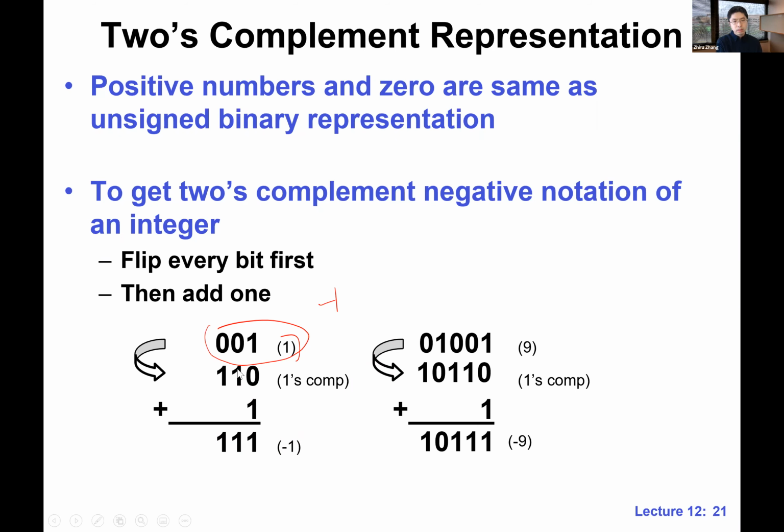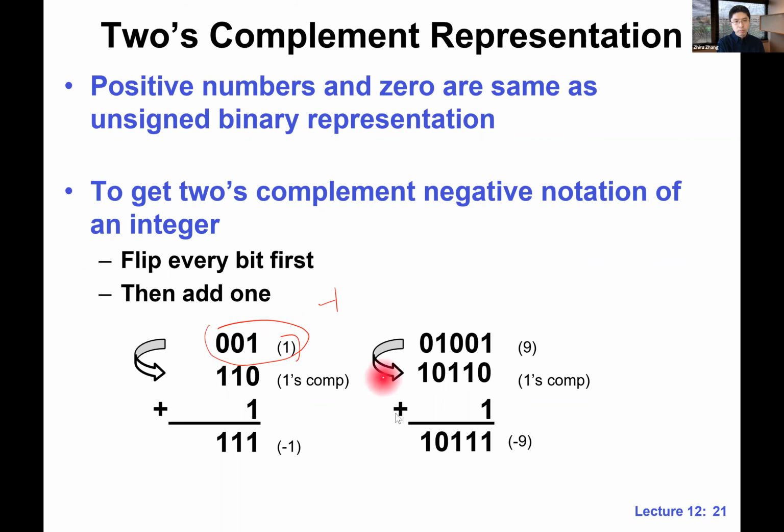And later on, I'm going to ask you guys to prove these steps, that this conversion is indeed sound and correct. But let's first look at some concrete examples. This is how we get -1: we first start with +1 and then flip everything, then do a +1.